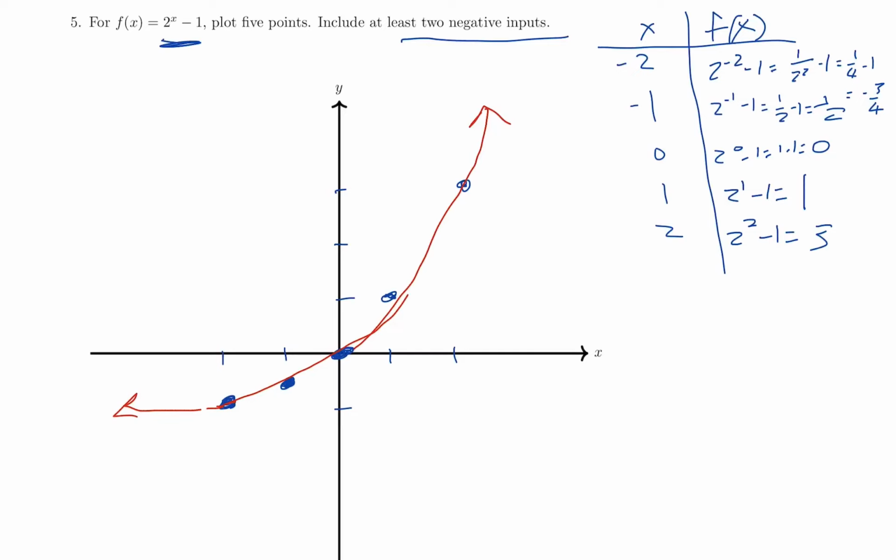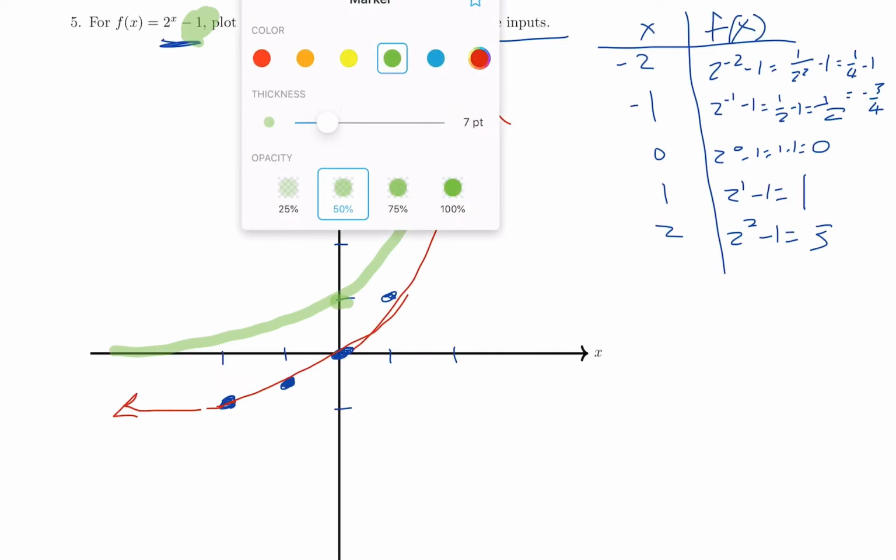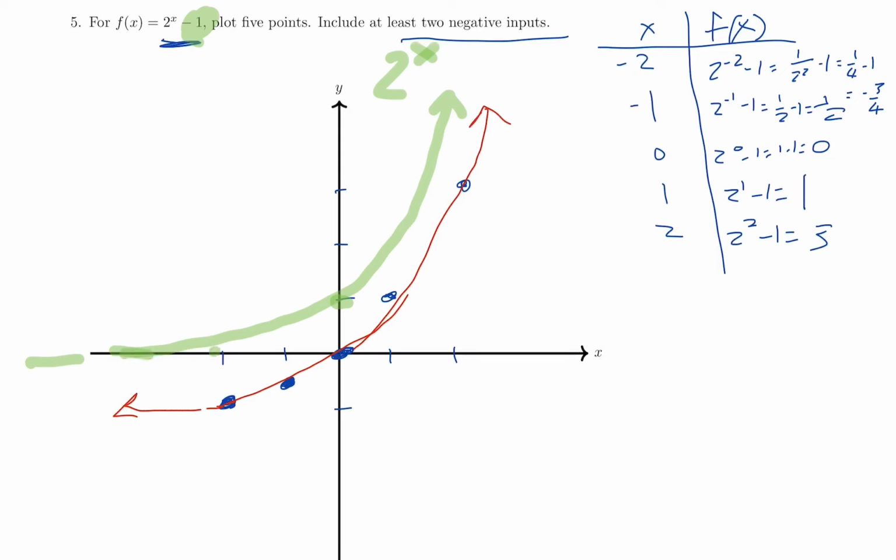Now, why does this function have values below the x-axis? It's because this function is actually transformed down 1 from the 2 to the x graph. So the 2 to the x graph will actually look like this, this green graph right here. This would be 2 to the x, and we went down 1 from 2 to the x. The green function also has a horizontal asymptote y equals 0. But for the red function, which is f of x, the horizontal asymptote is y equals -1.